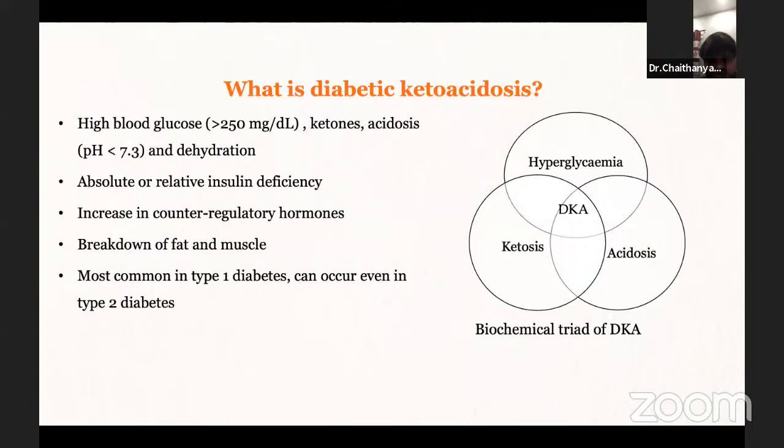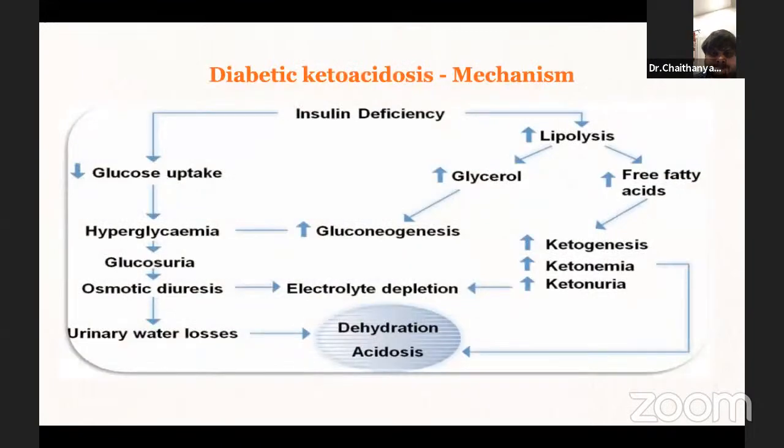So what you usually do for diabetic ketoacidosis: first, you should correct the dehydration. You should pump IV fluids. Second, you should correct the acidosis. Third, you should correct the hyperglycemia with the administration of insulin. This is, in a nutshell, diabetic ketoacidosis. Can we have the next slide? So this is what is happening.